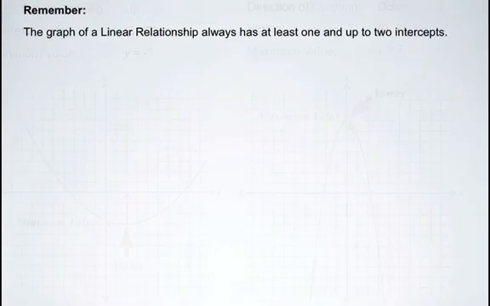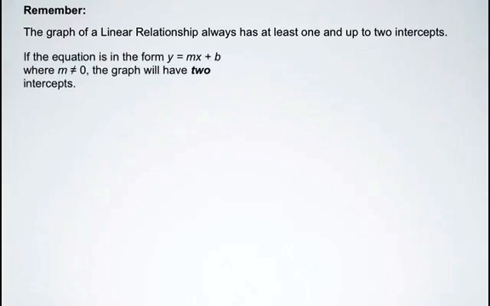The graph of a linear relationship always has at least one and up to two intercepts. If the equation is in the form y equals mx plus b, where m does not equal 0, the graph will have two intercepts.